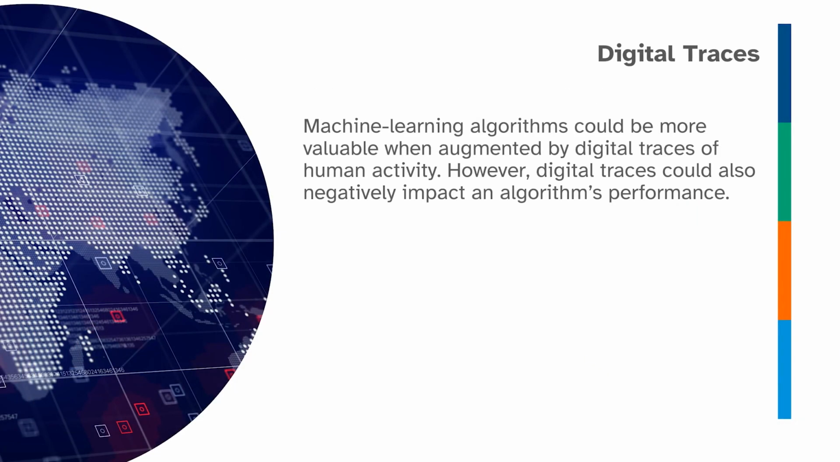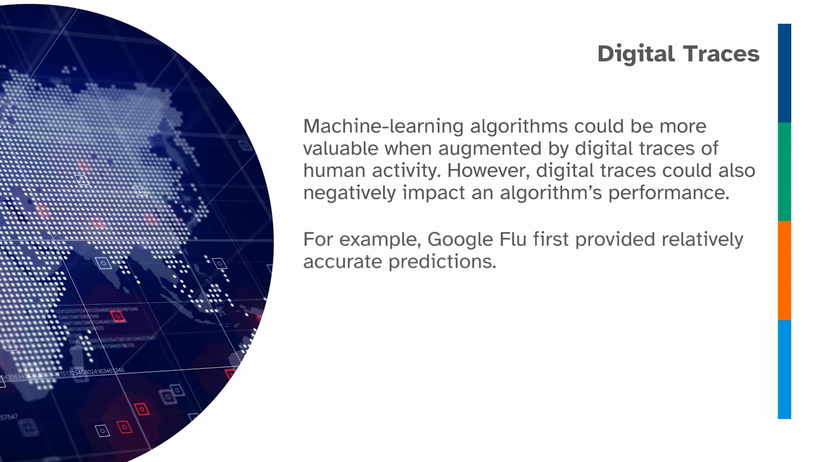Machine learning algorithms could be more valuable when augmented by digital traces of human activity. However, digital traces could also negatively impact an algorithm's performance. For example, Google Flu Trends was based on search engine queries about complications, remedies, symptoms, and antiviral medications for influenza, which are used to estimate and predict influenza activity.